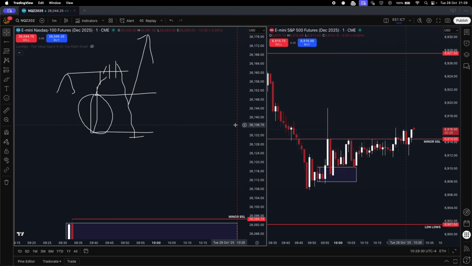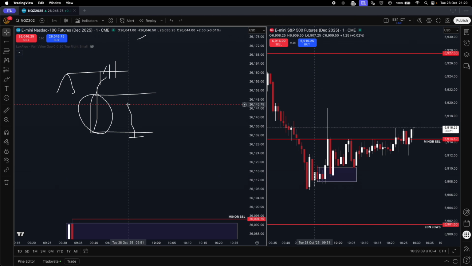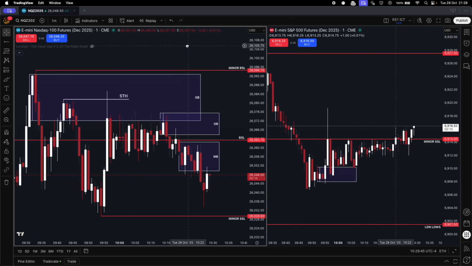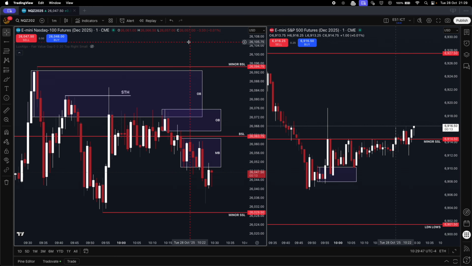If you have a mitigation on NQ and a breaker on ES, what is that? Very obvious, right? SMT. Hopefully that makes sense. So essentially you don't really need to know the difference between a breaker and a mitigation, as long as you know that it's an inverse order block paired with a gap.